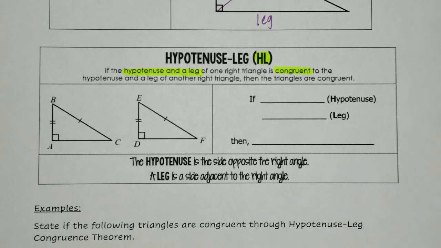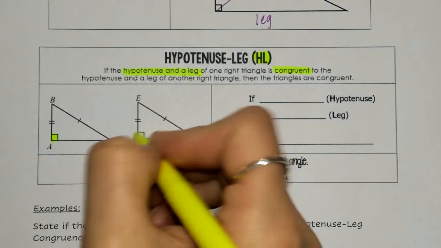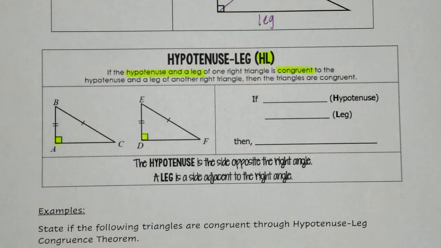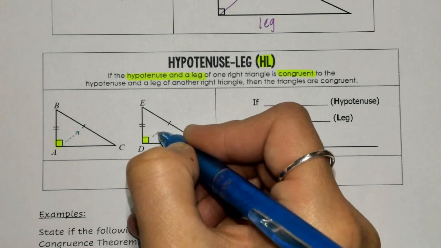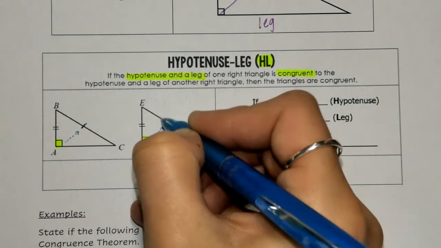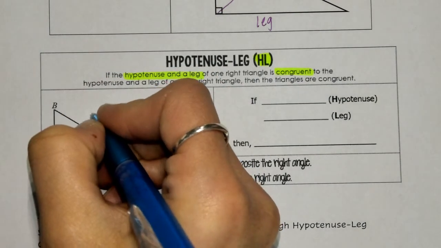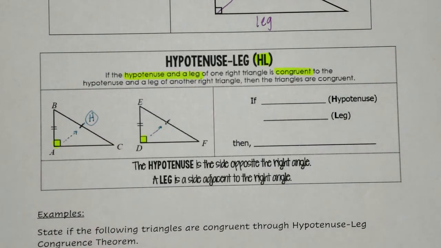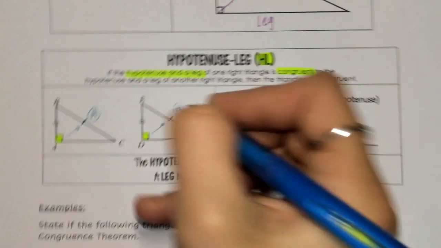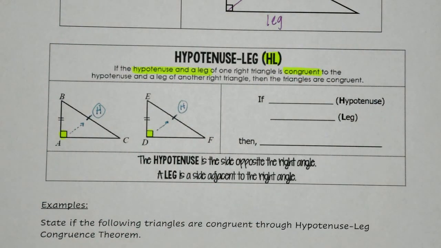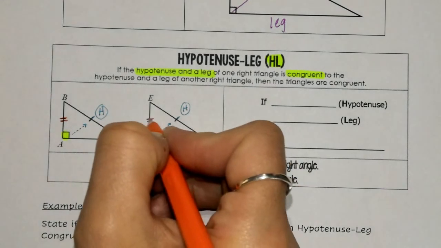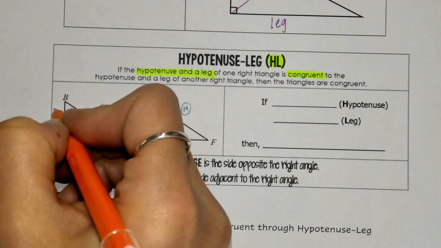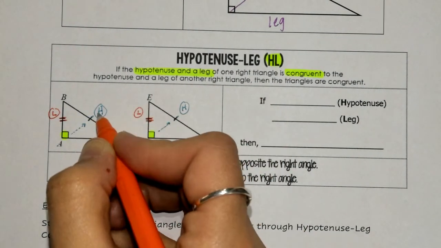Okay? So the first thing we're noticing in this example here is we've had this 90-degree angle. So when you look for that 90-degree angle, you want to make sure, okay, is the side across from that 90-degree angle marked congruent? Yes. So we have our hypotenuse. And then all you're looking for after that is one of the two legs being congruent. And here we have this leg right here that's being congruent. So that's our L. So we have hypotenuse leg.